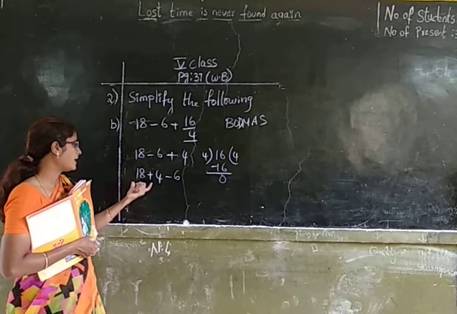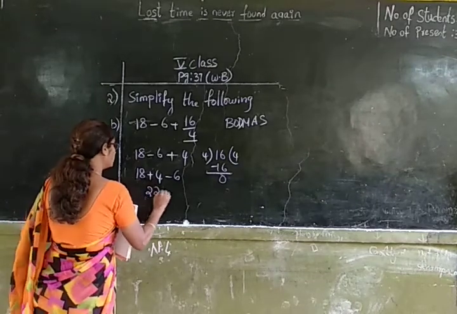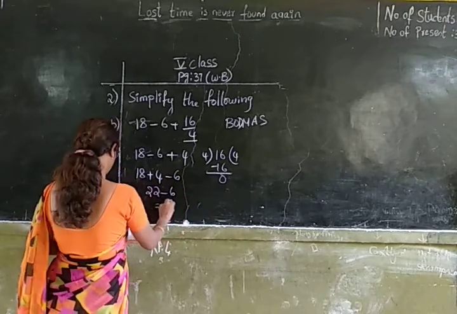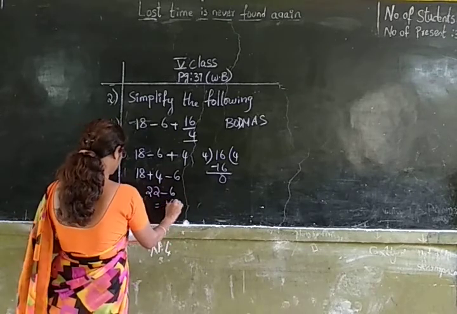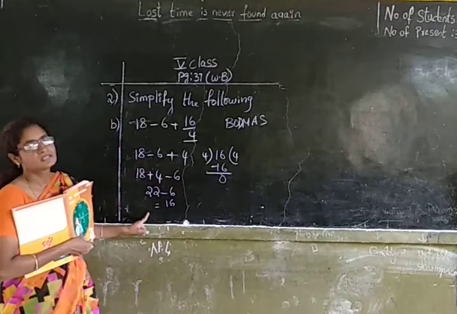Now I am going to add 18 plus 4. You all know that 18 plus 4 is 22. And 22 minus 6 is equals to 16. 22 minus 6 is equals to 16.